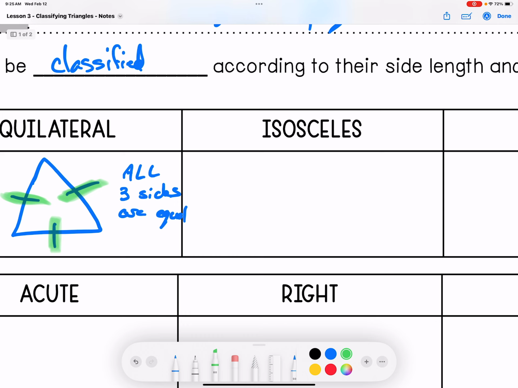An isosceles triangle, two of them are the same, and then one is different.